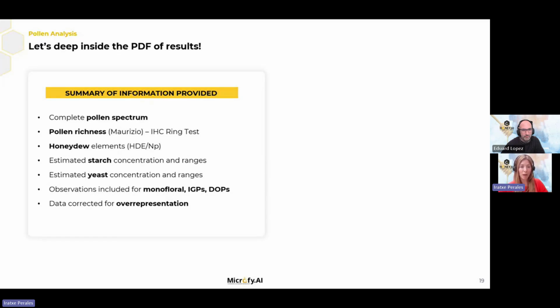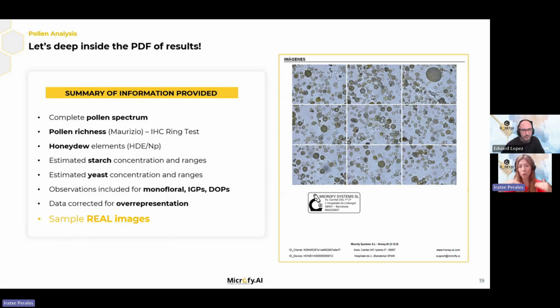And the most important part, our results also include real images of your analysis. This is very important because you can directly check if our analysis was correct or not. I mean, if we say that there is a lot of starch, a lot of yeast, a lot of honeydew, that the pollen richness was low or high, in case you want to label your honey as rosmarinos but our system says that there's no rosmarinos, go and check.